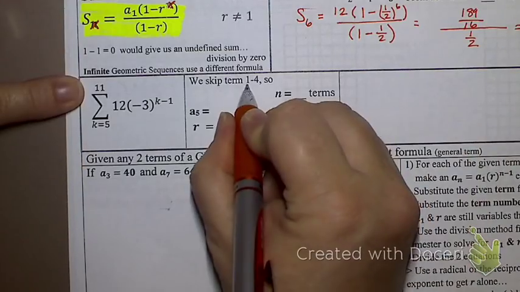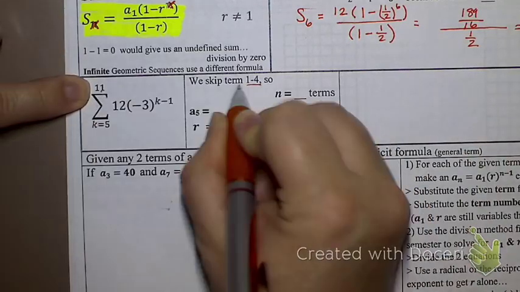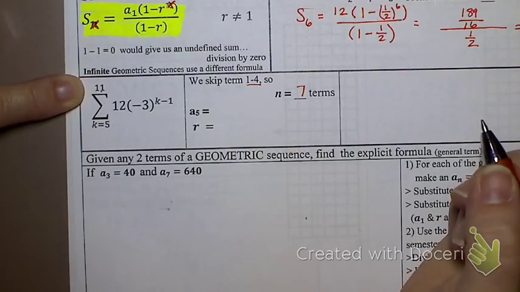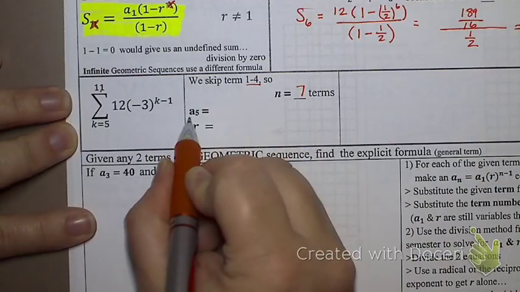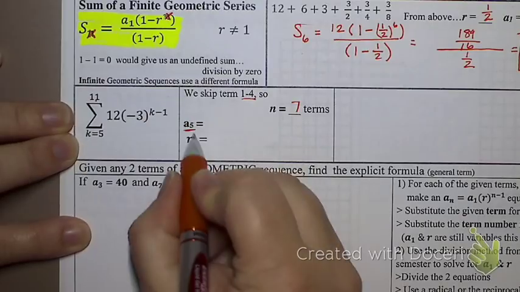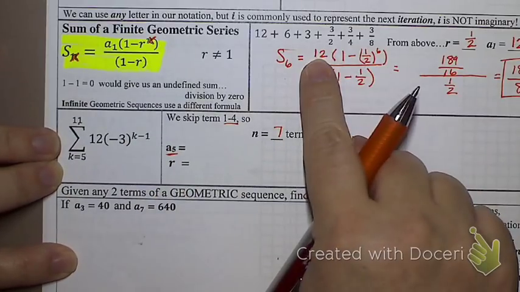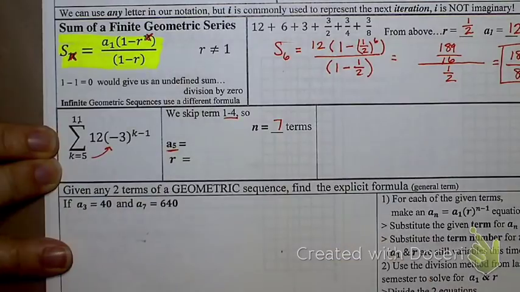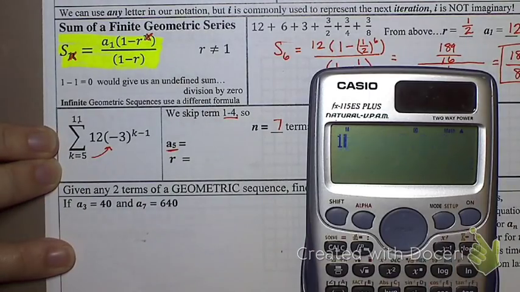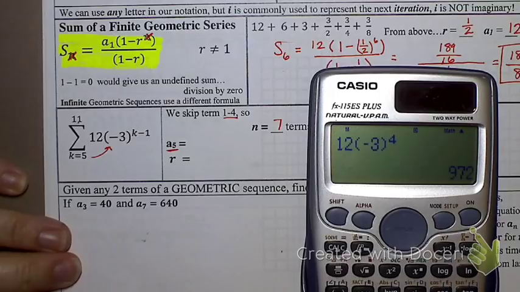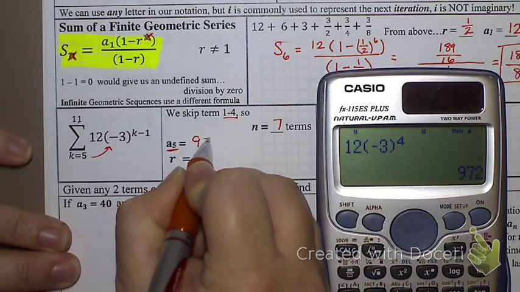We're skipping 4 terms. So 11 minus 4 is 7. All right? Now, the first term is not really the first term, it's the 5th term, isn't it? So how am I going to find the first term that I have to plug into my formula? Well, I have to plug in 5 into my equation, don't I? 12 times negative 3 to the 5 minus 1 is 4. 972.